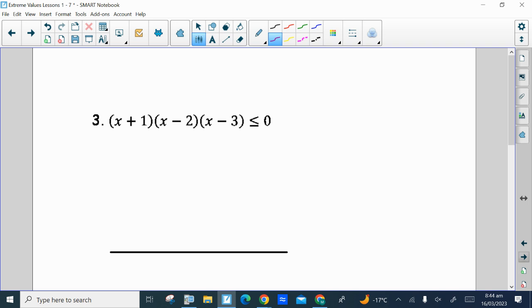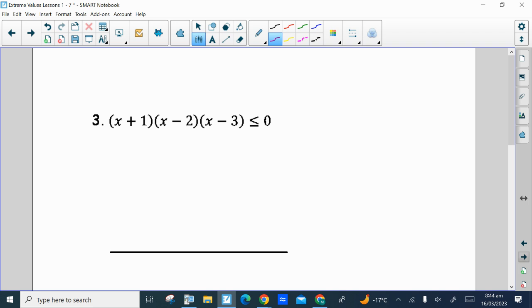Number 3. So you've got a third degree polynomial in factored form, and we want to know where that is less than or equal to 0. So this one would be a little more difficult to do with the scenario method because you've got 3 factors and the product of them must be less than or equal to 0. That would occur if they're all negative, all 3 factors are negative, or if one of the factors is negative. And so you'd have to look at 3 different scenarios where only one of them is negative.